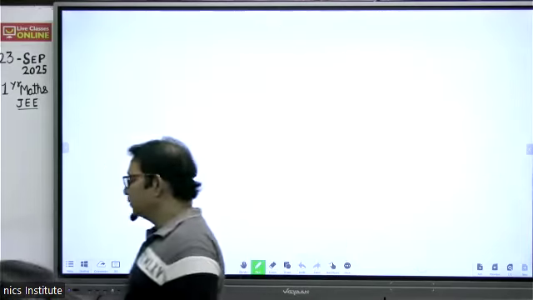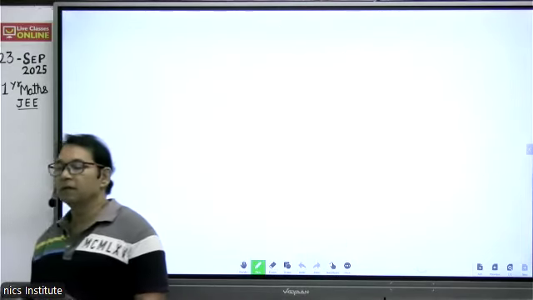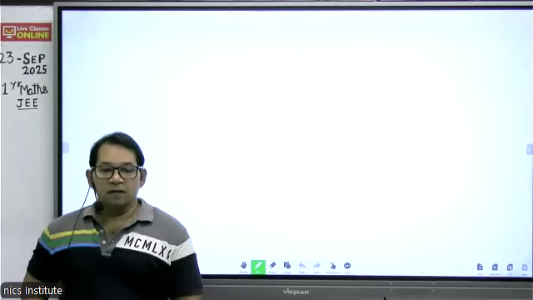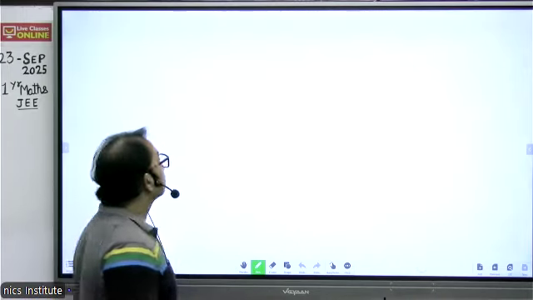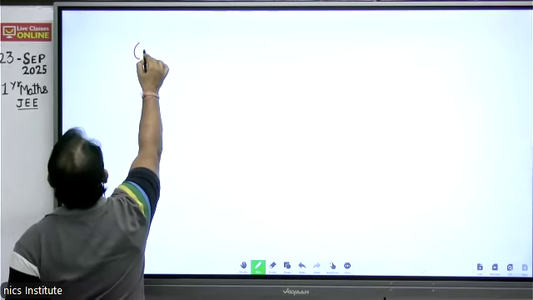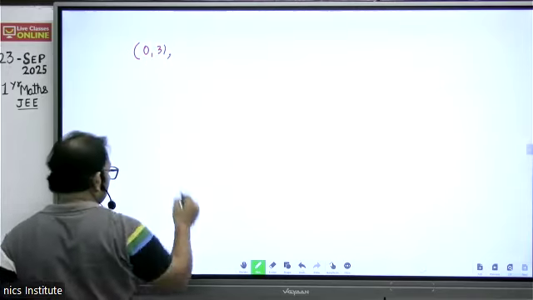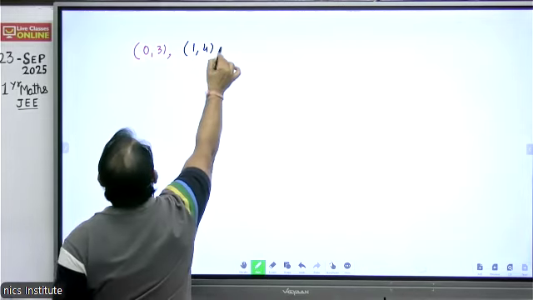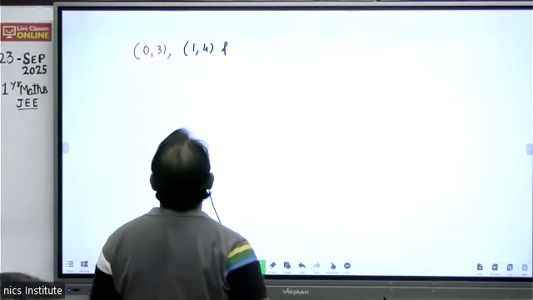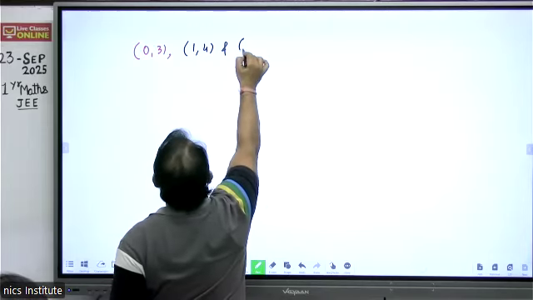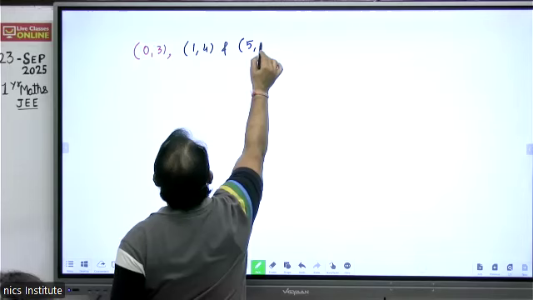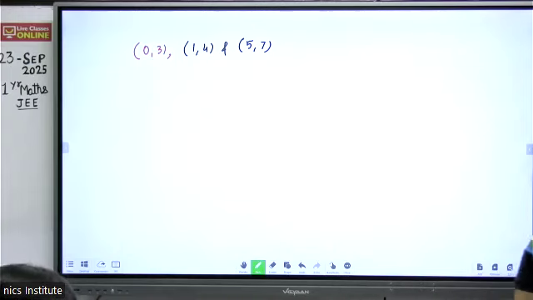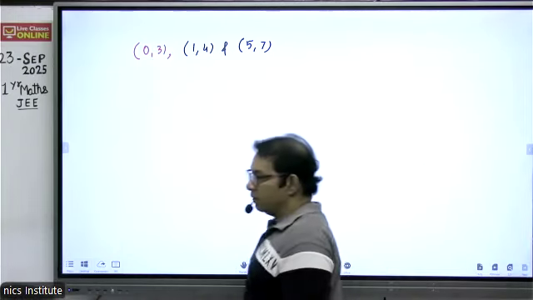एक क्वेश्चन लिखो. Find equation to the circle which passes through the points 0, 3, 1, 4 and 5, 7. Find equation of the circle which passes through 3 points 0, 3, 1, 4, 5, 7.